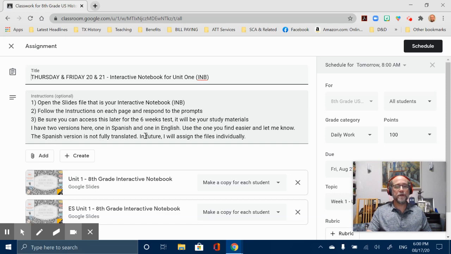I have two versions here. There's one in Spanish and one in English. If you prefer to use the one with the translations in Spanish in it, let me know so that I can make sure that I assign that one to you next time, and hopefully I can just assign you the English or the Spanish one that you need then, okay?